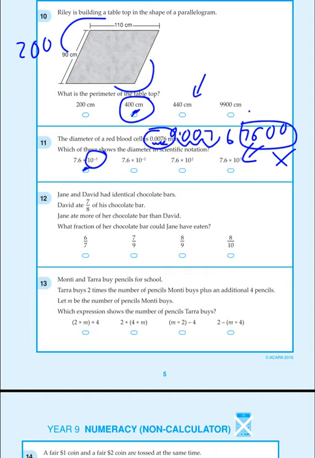Number 12. Jane and David had identical chocolate bars. David ate 7/8 of his chocolate bar. Jane ate more of her chocolate bar than David. What fraction of her chocolate bar could she have eaten? So it has to be more than 7/8.